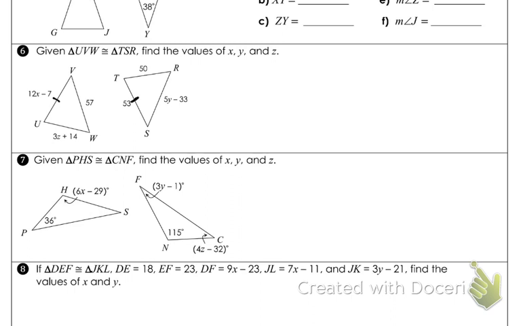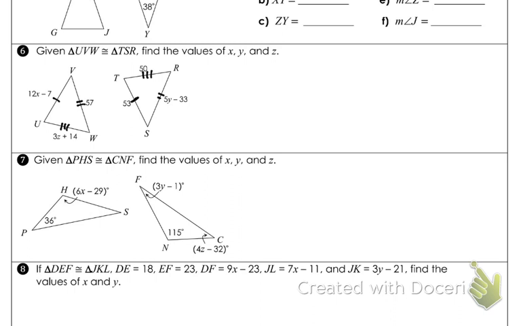Now we move on to VW. VW matches up with what other 2 letters? RS or SR. So we'll put a double on there. And then finally we have UW. UW will match up first and last. That will be TR.